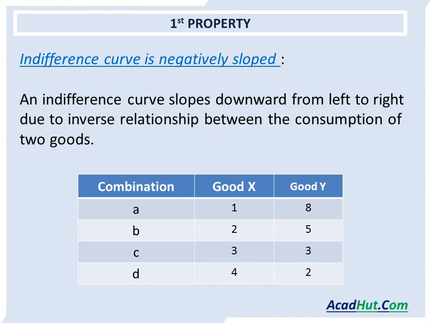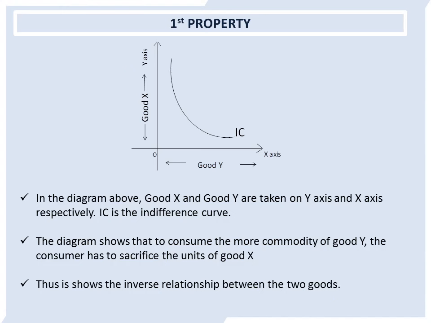Now we see this through an example. As we take combinations A, B, C and D, consumption of good X increases from 1 to 4, but as you can see, consumption of good Y decreases from 8 to 2, showing the inverse relationship between them. The same thing can be seen on the diagram as you can see on the screen.